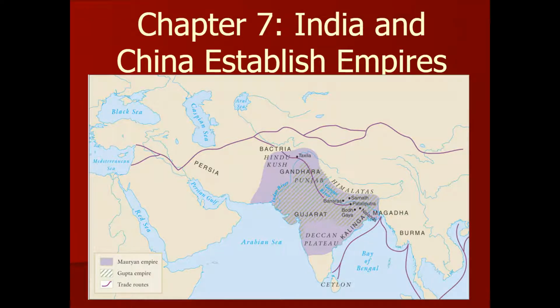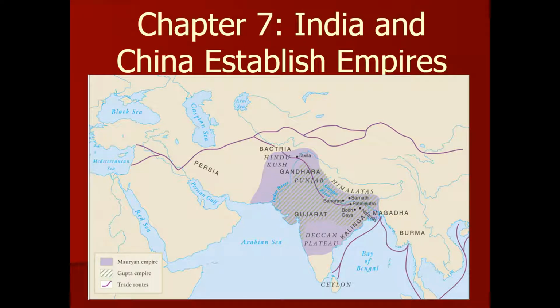While Rome is taking over the Mediterranean and much of Persia, all the way up into England and down into northern Africa, India and China are also developing empires, and we're going to talk a lot about that today. You can see on this map here, we're going to talk about the Mauryan Empire and the Gupta Empire, and also trade routes.